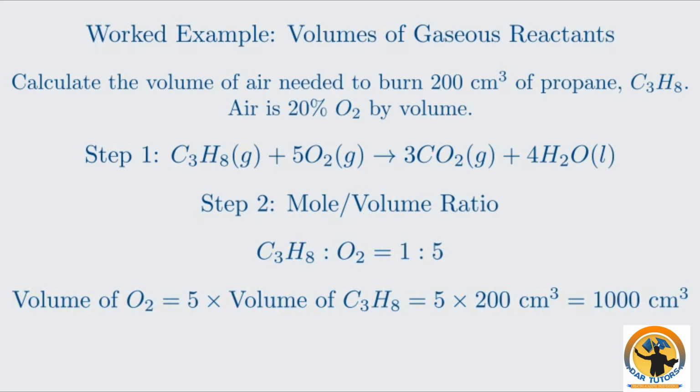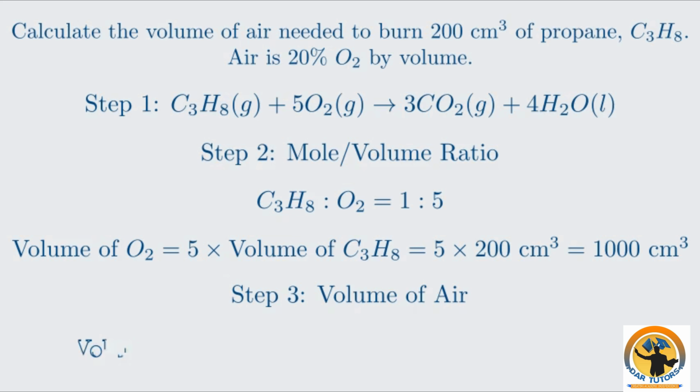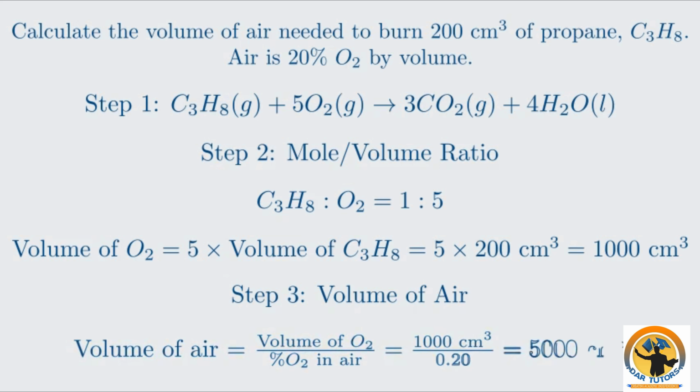The question asks for the volume of air. Air is only 20% oxygen, so we need a much larger volume of air. If 1,000 cm³ of oxygen represents 20% of the total air volume, we divide 1,000 by 0.20 to find the total. This gives us 5,000 cm³ of air. So you can see how Avogadro's law simplifies calculations for gaseous reactions.